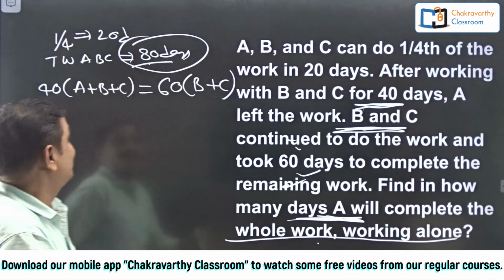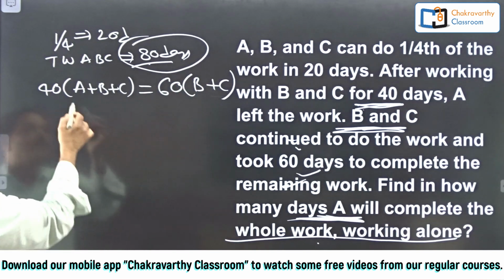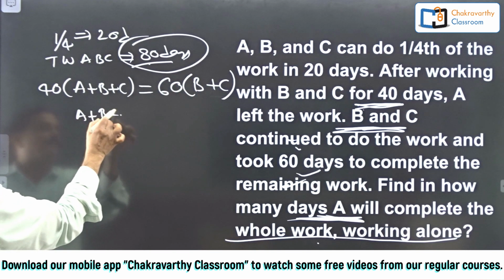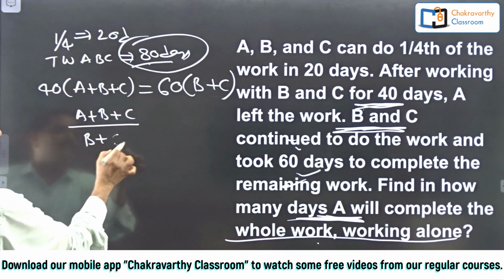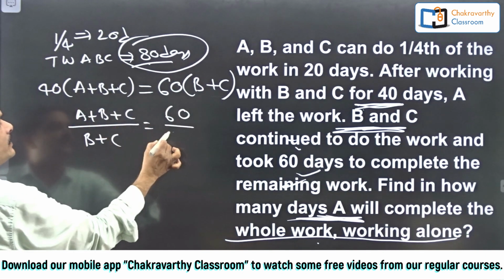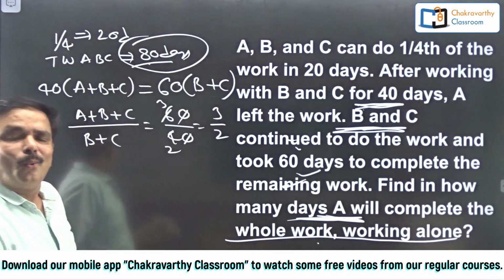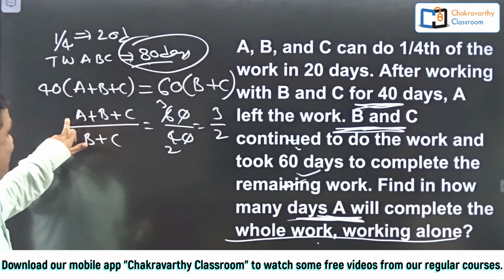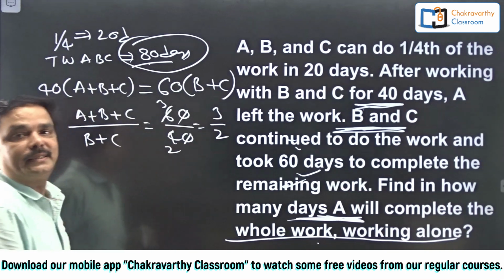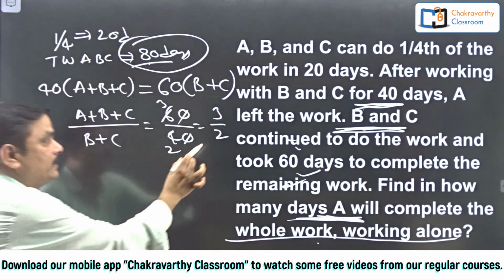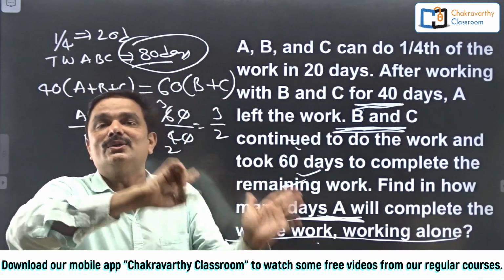Now I can get the efficiency of A plus B plus C to B plus C. Isn't it? What's the efficiency comparison here? A plus B plus C's efficiency divided by B plus C's efficiency is equal to 60 by 40, which is 3 by 2. What do you mean by this 3 by 2? That means A plus B plus C's 1 day's work is, for example, 3 units, and B plus C's 1 day's work is 2 units. Now you got the idea? Their efficiency is in the ratio 3:2.